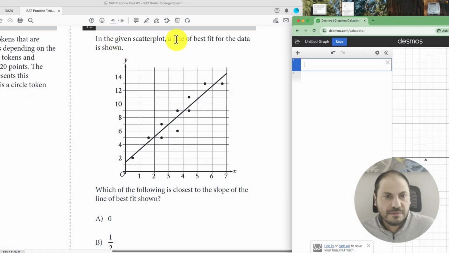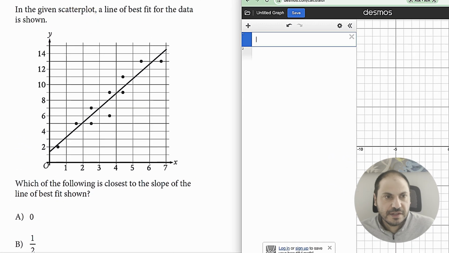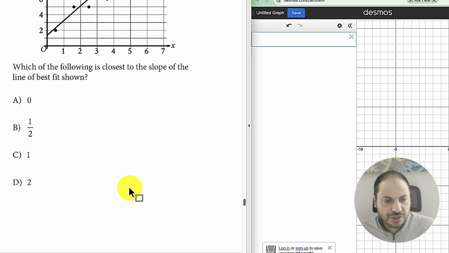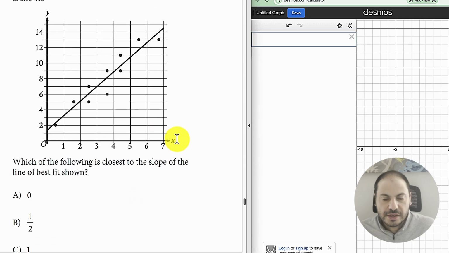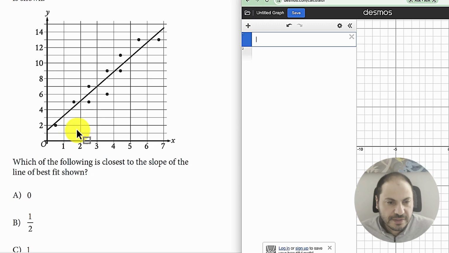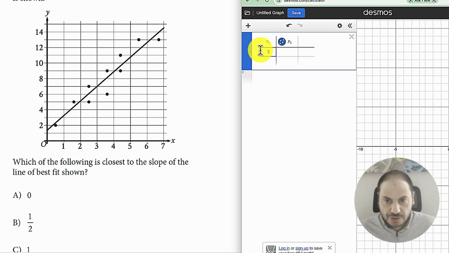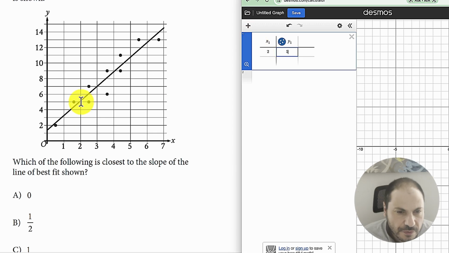In a given scatter plot, the line of best fit for the data is shown. Which of the following is closest to the slope of the line of best fit shown? All we have to do is find 2 points on the line. So here's like 2, 5. We'll type in table, and then we can put in 2, 5. So that's 1 point right here.